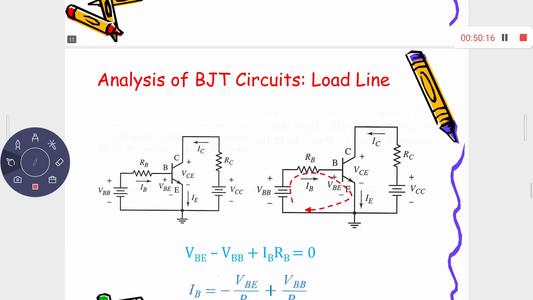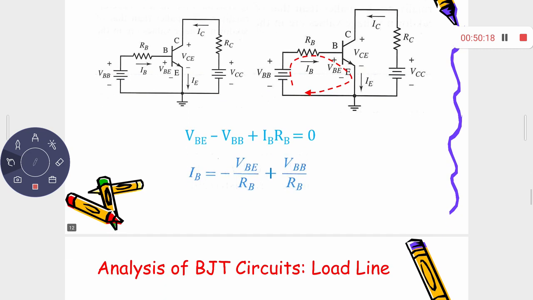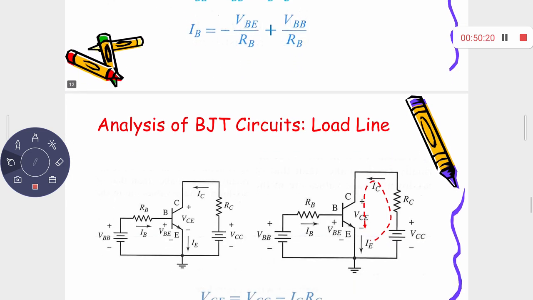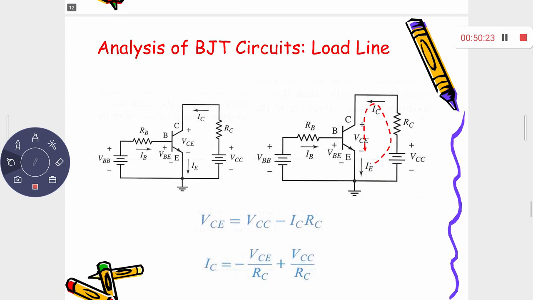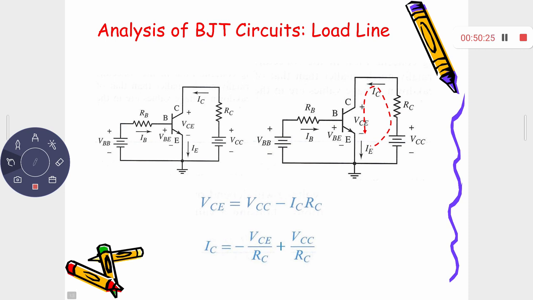Before moving to another important concept, let me show you the calculation in the output side, the output loop. In the output loop, you have this voltage VCC drop across. So VCC is equal to VCE plus ICRC, or in other words, VCE is equal to VCC minus ICRC, or IC is equal to minus VCE by RC plus VCC by RC.